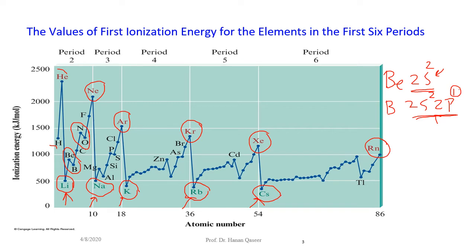Nitrogen and oxygen. Nitrogen's valence orbital is 2p3, a half-filled p orbital, which is more stable. Oxygen is 2s2 2p4.